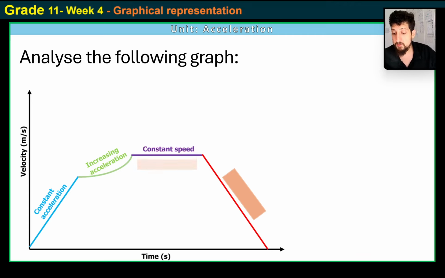What's happening over here? We've got constant speed, or constant velocity. They both have the same magnitude. And in the last portion, the velocity was over here, let's say for example 50, and then it went down to 0. So we have deceleration, or in physics you might hear a new word now, retardation. Retardation means slowing down. So constant deceleration or retardation.